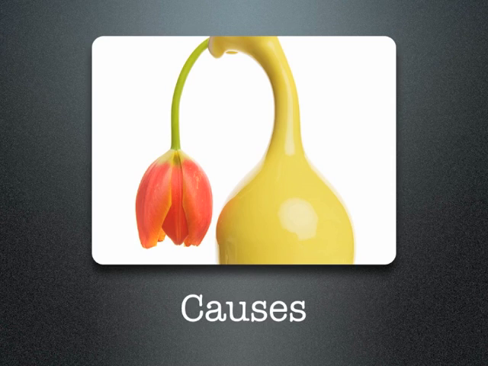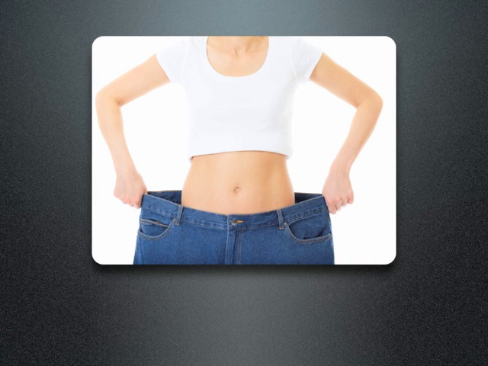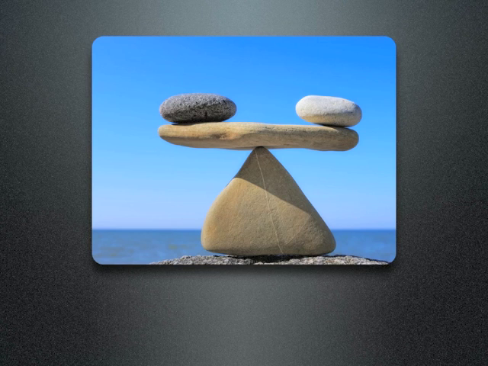And there are different causes for sag, and the most common cause is pregnancy. And some women, after being pregnant, whether it's one child or many children, will have sag of the breast. And another common cause is significant weight loss, and that's what's meant to be illustrated by this picture of a woman in really large jeans.